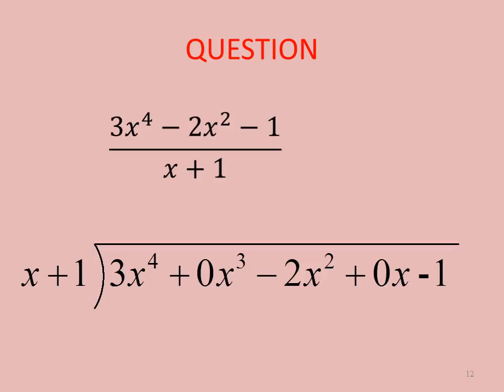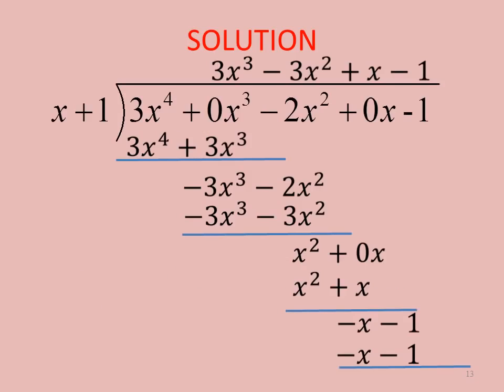Now we can carry out a long division. So pause the video, have a go, start the video again and check your solution. How did you get on? This time your quotient is 3x cubed minus 3x squared plus x minus 1.